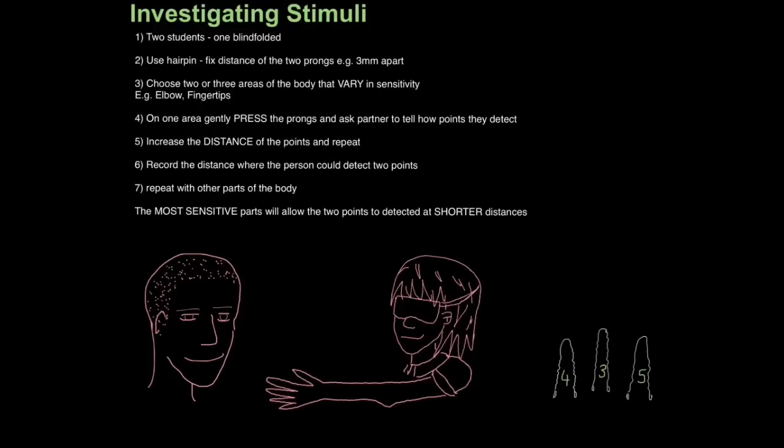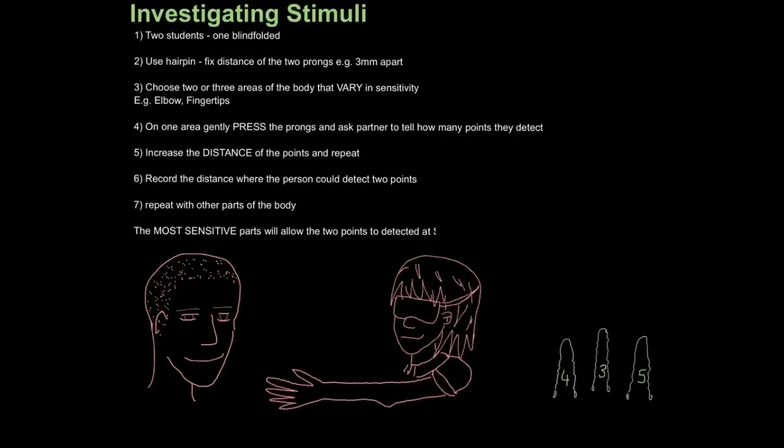Now you need to choose 2 or 3 areas of the body that will vary in sensitivity. A good one for this would be the elbow and the fingertips, 2 parts of the body which vary greatly in how sensitive they are. Next, on one area, gently press the prongs and ask your partner to tell you how many points they can detect. So you would take the 3 millimeter hairpin and you would put it on this other student's elbow and you'd ask them how many points do they detect.